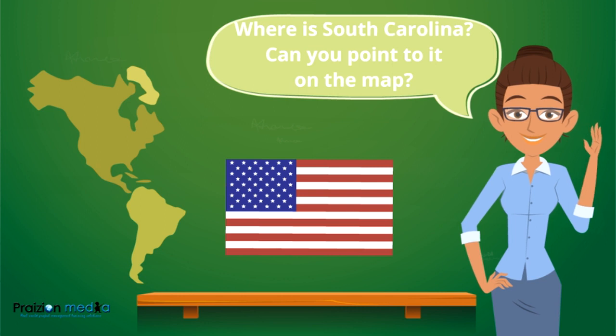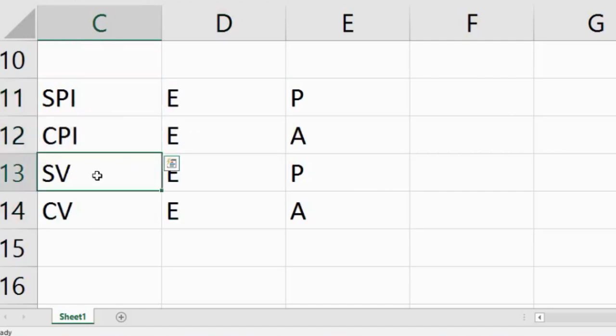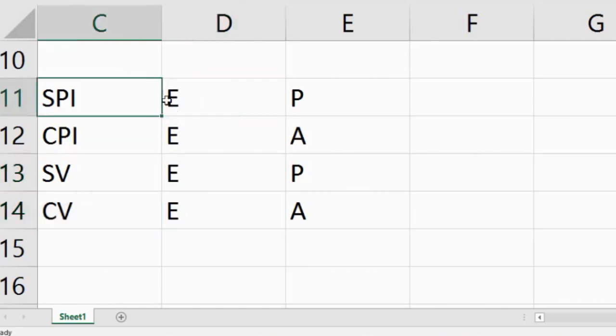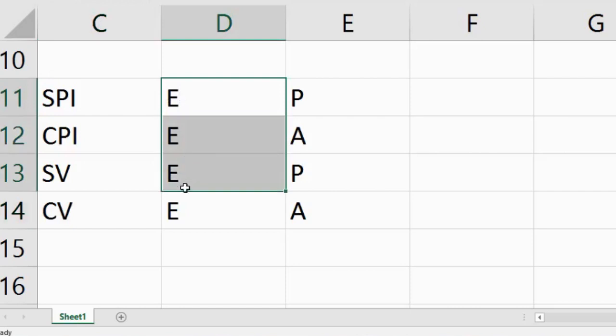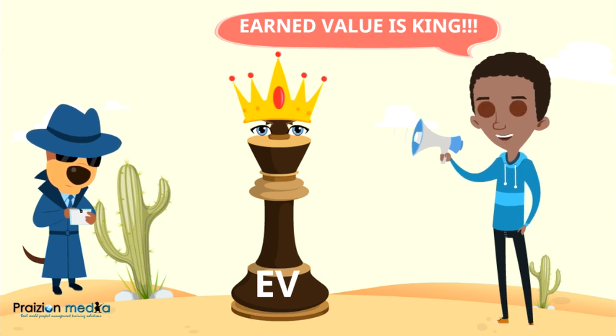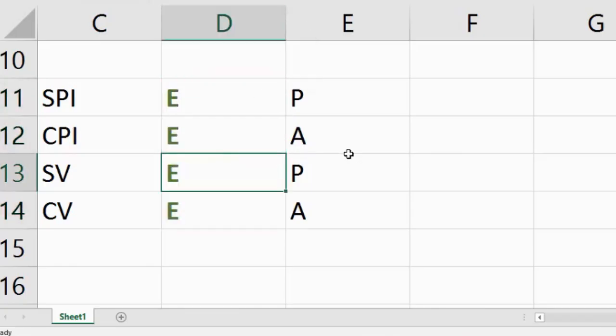When you think about indices, what are you doing? You're dividing. So these are going to be division. When you think about variances, what are you doing? Subtracting. So these will be subtraction. So where you have the E, you need to remember that this is the same all the way down. It's earned value. Earned value is king. And because earned value is king, you see it all the way down. Earned value is king. All right.